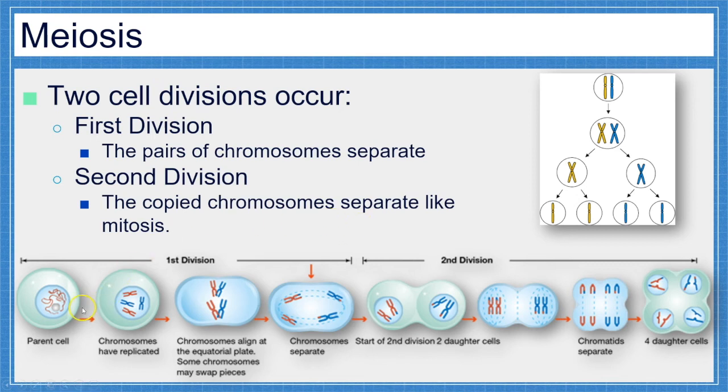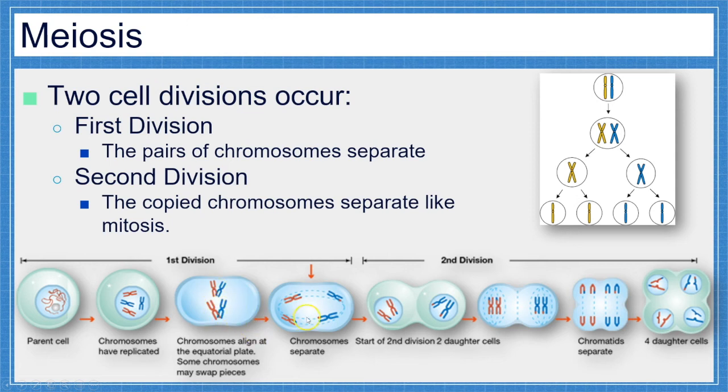All right, you can see that down here in this diagram as well. So we have a parent cell, the chromosomes replicate, they look like X's at this point. They line up at what's called the equatorial plate. Don't worry about that, it just means the equator, the middle bit. Some chromosomes may swap bits, be a bit fancy like that. It's called crossing over. Again, not something to worry about. It's just the way they introduce extra variation.